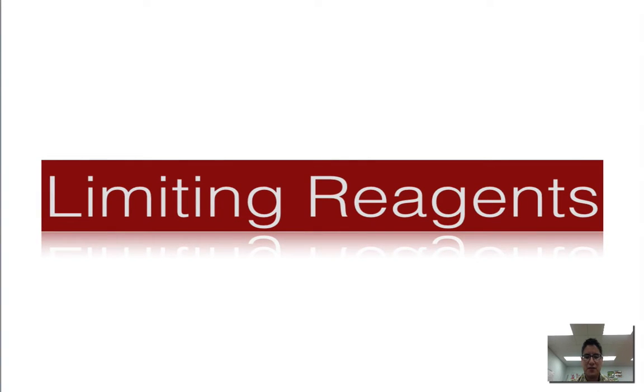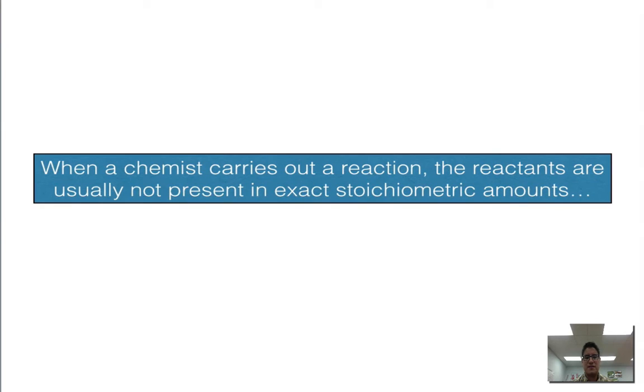In this video we're going to be discussing limiting reagents. When a chemist carries out a reaction, the reactants are usually not present in exact stoichiometric amounts. What that means is that when we do labs, it is virtually impossible to get every single element or molecule on the reactant side of your equation to react with the other reactant that you're mixing it with. You're always going to have something left over.